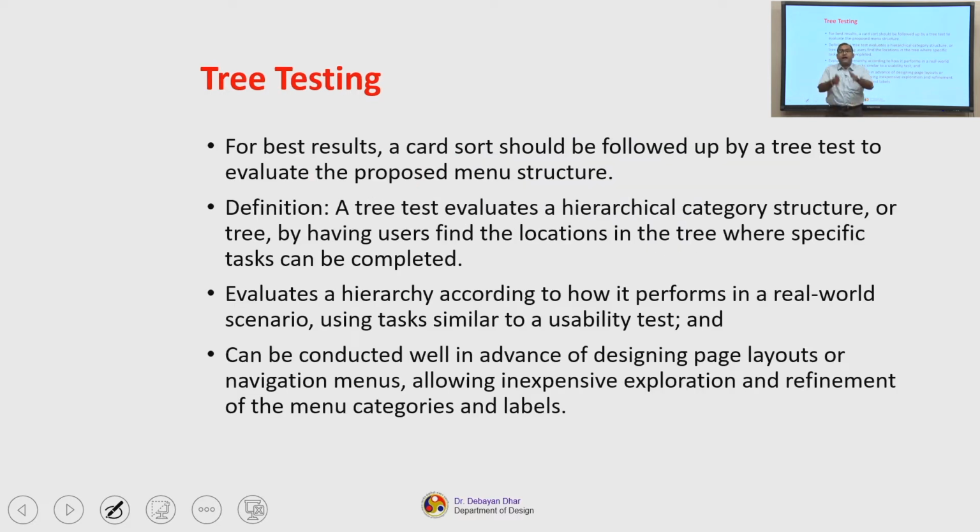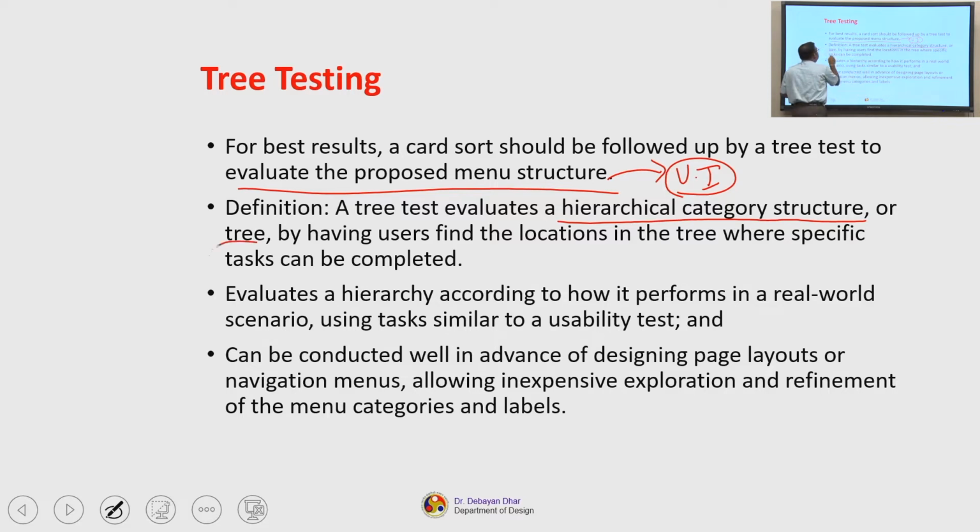For the best results, to understand the exact structure, we use another technique called tree testing. So, for best results, a card sort should be followed by a tree test to evaluate the proposed menu structure. Now we are coming to the UI elements, the proposed menu structure. So, what is tree testing? By definition, a tree test evaluates a hierarchical category structure. Understand this: it evaluates a hierarchical category structure, or tree, by having users find the locations in the tree where specific tasks can be completed.